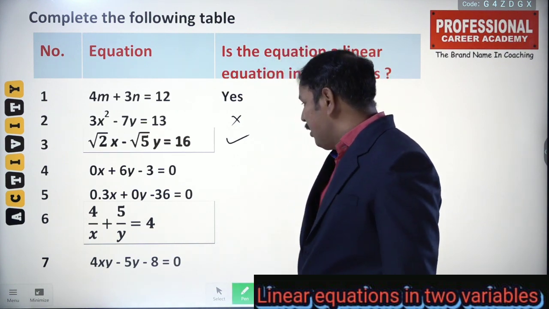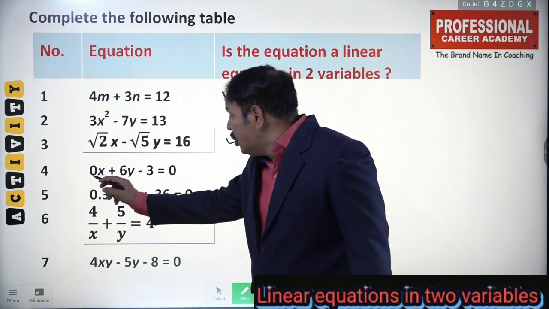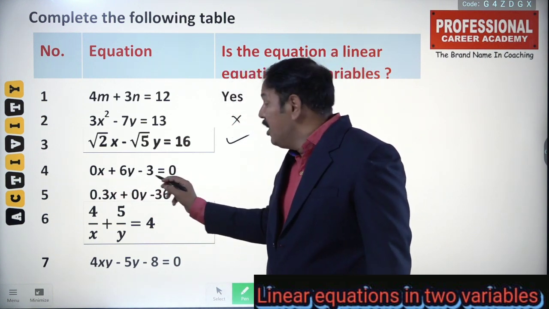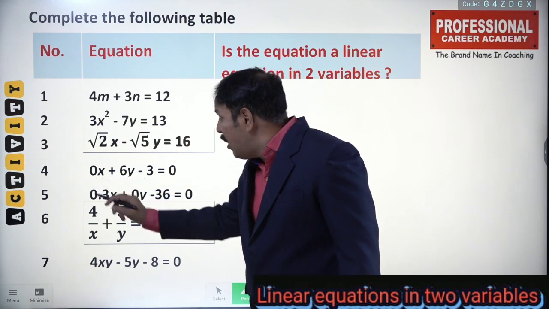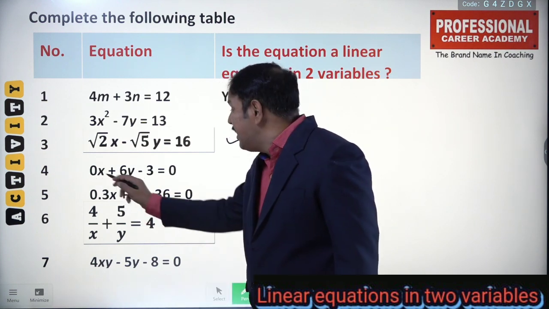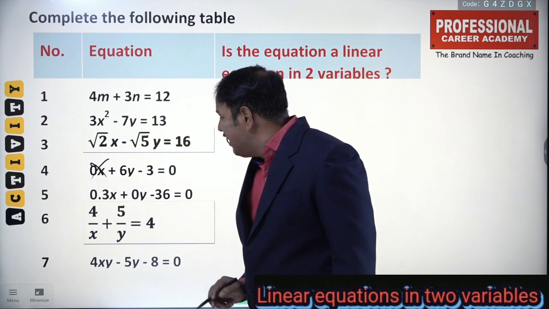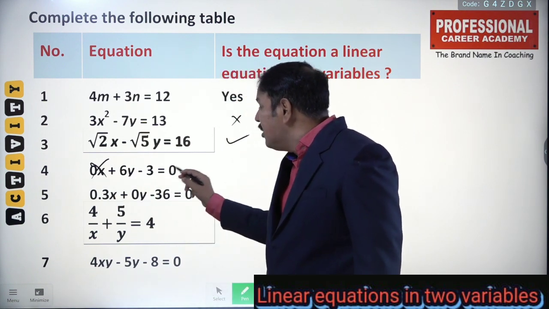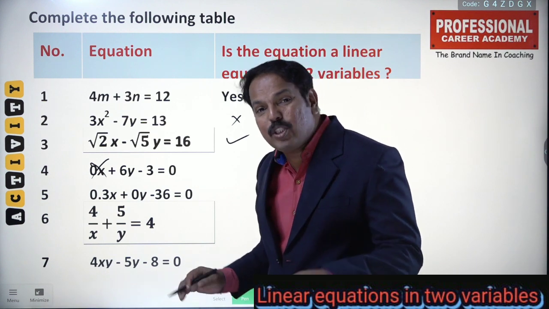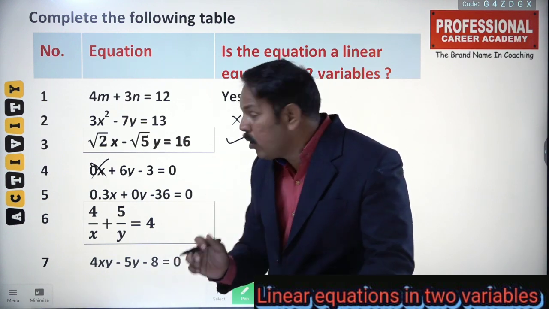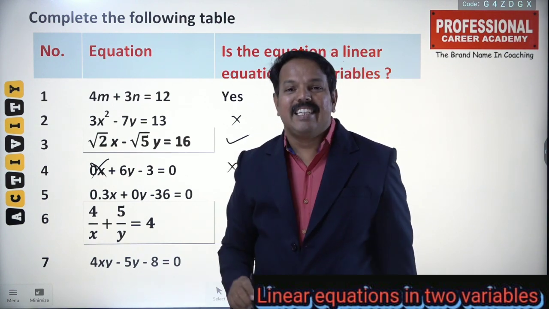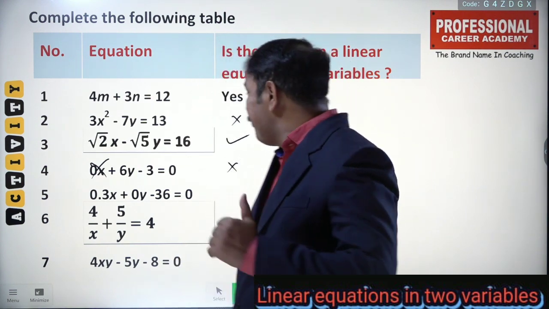Okay, now next, another one: 0x plus 6y minus 3 equal to 0. So here the coefficient of x is 0. It means that this term gets cancelled. Is it clear? So it will become 6y minus 3 is equal to 0. Is it a linear equation in two variables? This is a linear equation, no doubt, but only one variable. So no. This is a linear equation in one variable.